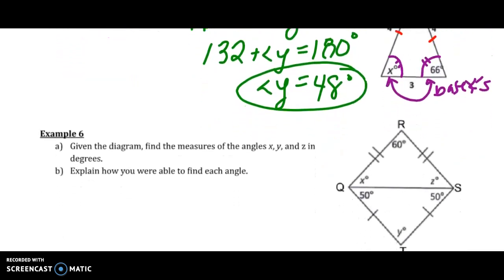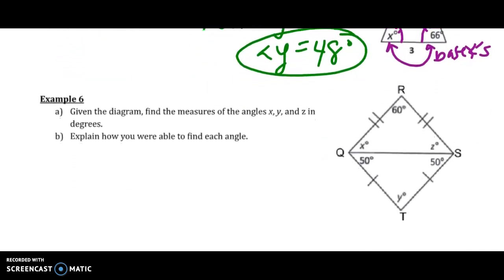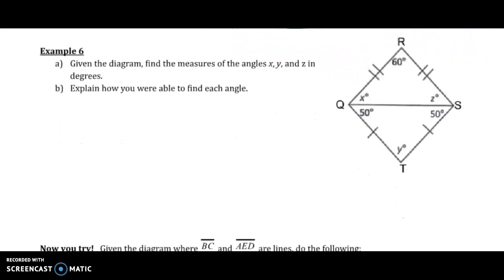Okay, so again, using our knowledge of what an isosceles triangle is, it is helping us to find the unknown angles. So our last example that specifically focuses on the isosceles triangle, given the diagram, find the measures of angles x, y, and z in degrees. Explain how you were able to find each angle measure. So let's start with triangle QRS up top. We have the indication or the annotation on the diagram that these two sides are congruent, meaning that the angles opposite those two sides are congruent.